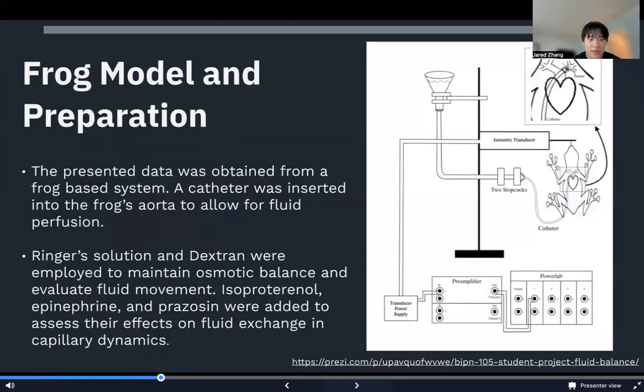As you all know, in order to obtain the data, we had to insert a catheter into the frog's aorta to allow for fluid perfusion. The Ringer's and dextran solution was used to maintain osmotic balance in the control conditions, and the controls were recorded prior to the addition of any other drugs.